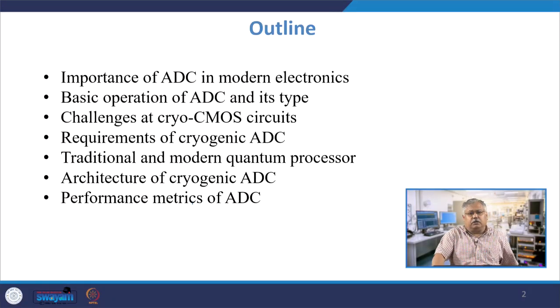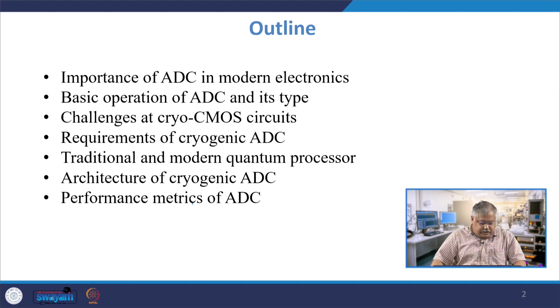So, we will be looking at the importance of obviously analog to digital converters, basic operation of ADC, challenges at cryo-CMOS, and then what is the requirement for cryogenic ADC, then look at the architecture of cryogenic ADC and then performance matrix of ADC. So, what are the performance matrix by which you will be actually saying that whether the particular ADC is cryogenic, sort of, it is able to pass all the tests for cryogenics.